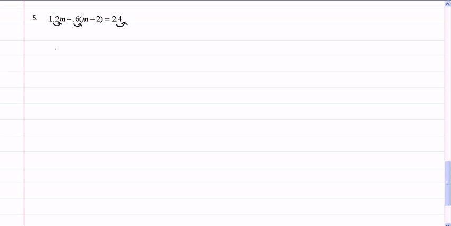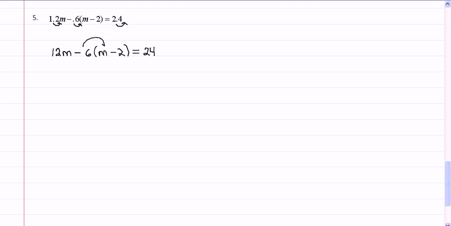So I'm going to rewrite this equation as 12m minus 6 times m minus 2 equals 24. As long as you move each term over the same amount of places, your equation will be balanced. And now you can proceed with step 1, which is to use the distributive property.